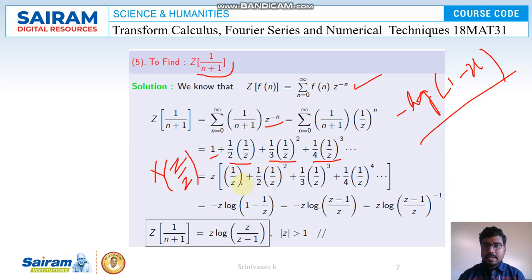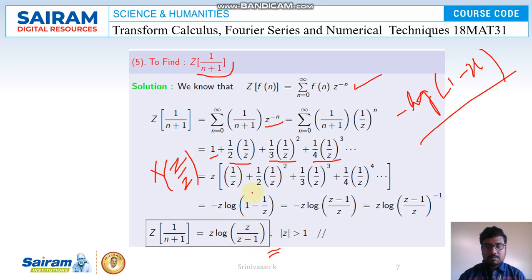Now here x equal to 1 by z. So minus z into log 1 minus 1 by z. So that is minus z into log, cross multiplication, we get z minus 1 divided by z. That is equal, by log property, to z into log z minus 1 divided by z power minus 1. Okay. So this will be z divided by z minus 1. So z transform of 1 divided by n plus 1 equal to z into log z divided by z minus 1.